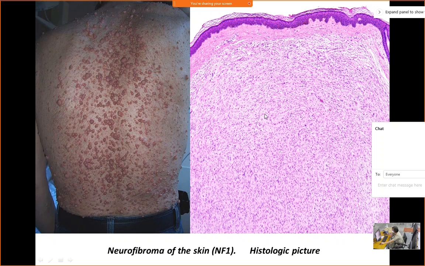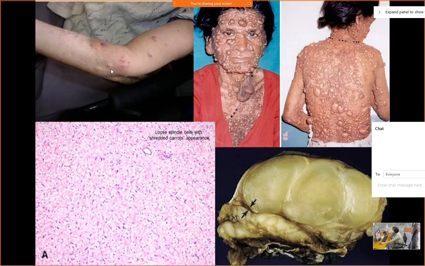Okay, and all neural tumors will be a bit spindle-like. These are solitary neurofibromas of the skin, and it may be large, pedunculated, and all this may be there on the skin. This is how it looks grossly, and this is how it looks microscopically.